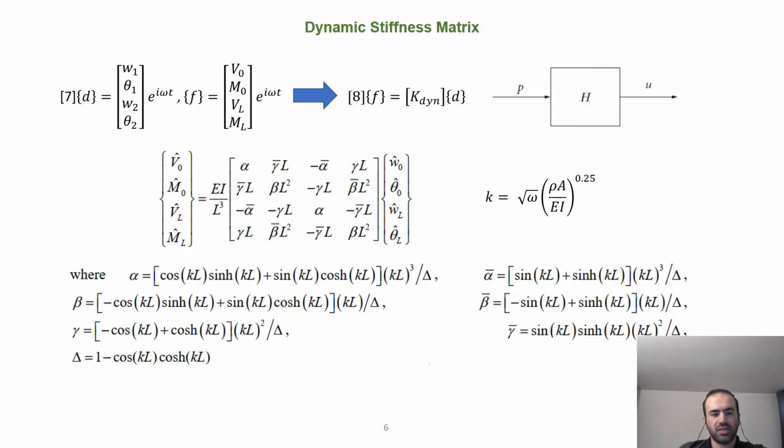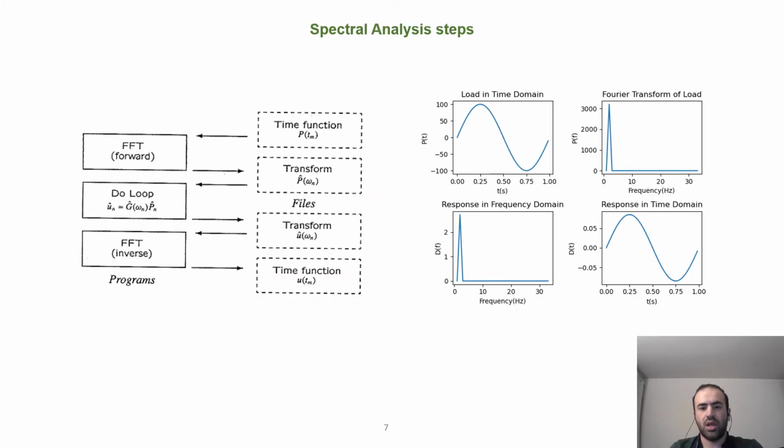Using the exact shape functions derived in the previous slide, we can find the vector of nodal degrees of freedom and the vector of nodal forces for our element, and we can relate them together using the dynamic stiffness matrix. Now that we have our dynamic stiffness matrix, we can find the response of our structure under any excitation function.